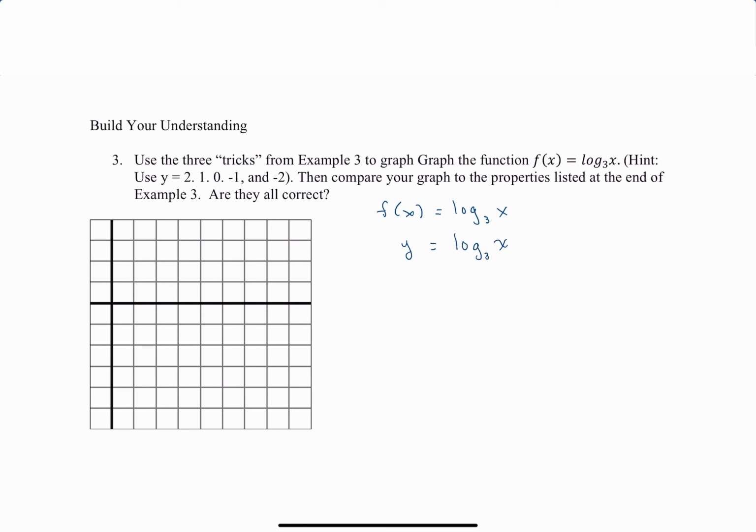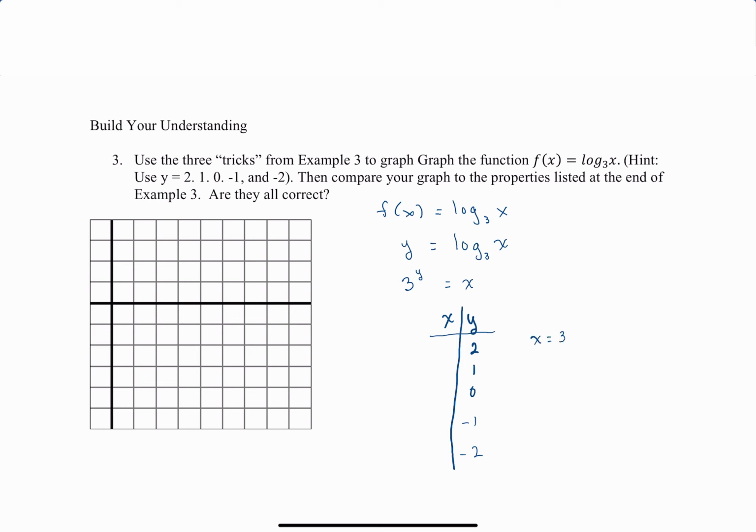Then I'm going to switch this around to the equivalent exponential expression, which is that 3 to the y is what gives me x, or you could say x equals 3 to the y, it doesn't matter. And then we're going to make an xy table, filling in the y values first. Then to compute the x values, we're going to go 3 to the y.